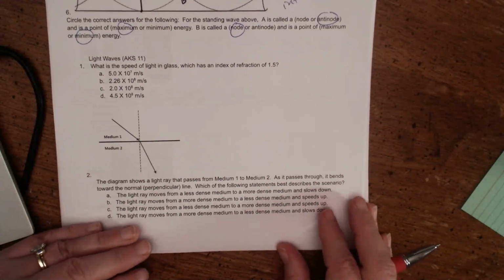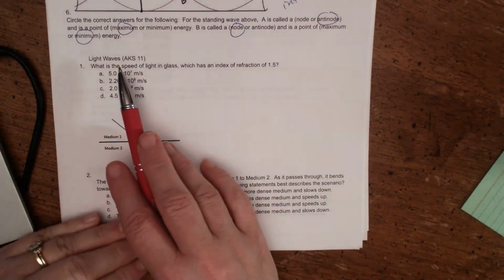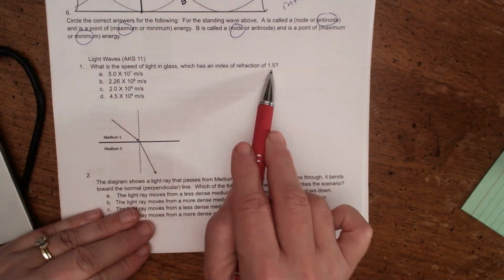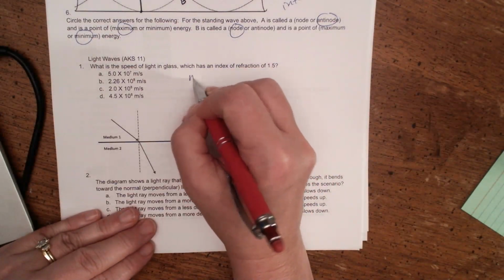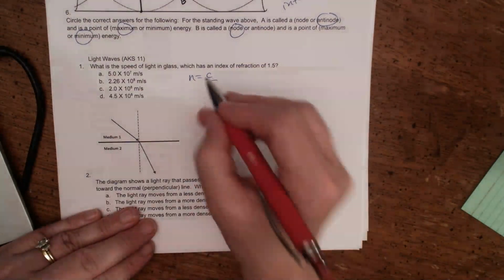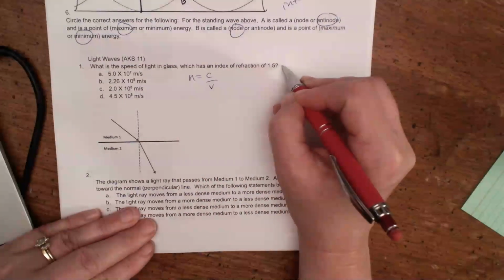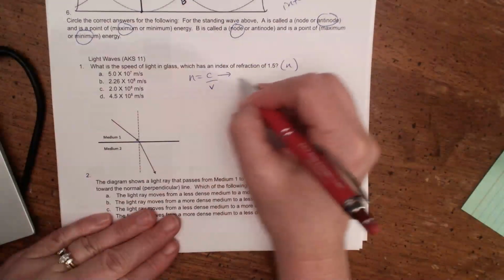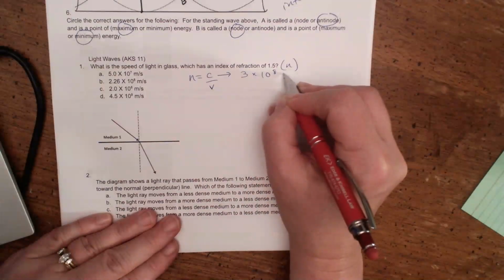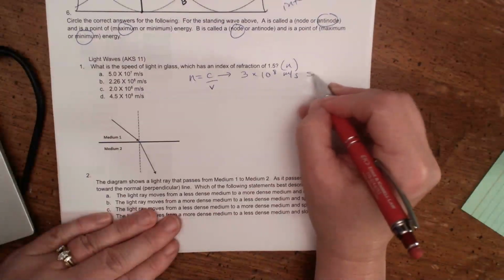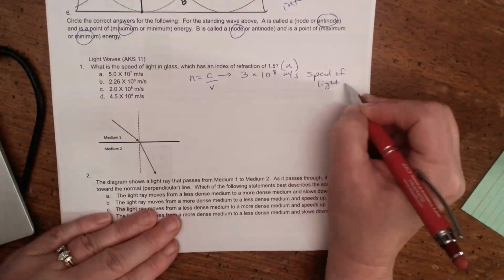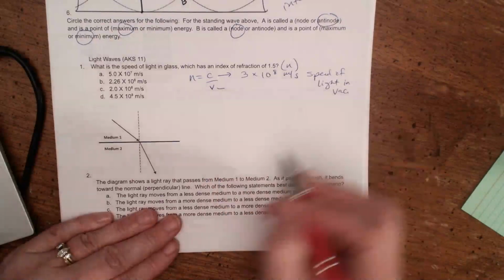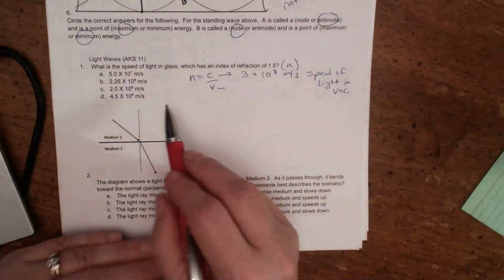All right, I'm going to go through some stuff on light waves. So, speed of light in glass, which has an index of refraction of 1.5. This is our n equals c over v equation. n is my index of refraction. That is a number, kind of like a ratio that tells me how dense a medium is and how much the light is going to slow down as it passes through that medium. c is my speed of light in a vacuum, 3 times 10 to the 8th meters per second. And then v is my speed of light in whatever material it is. In this case, it's glass.